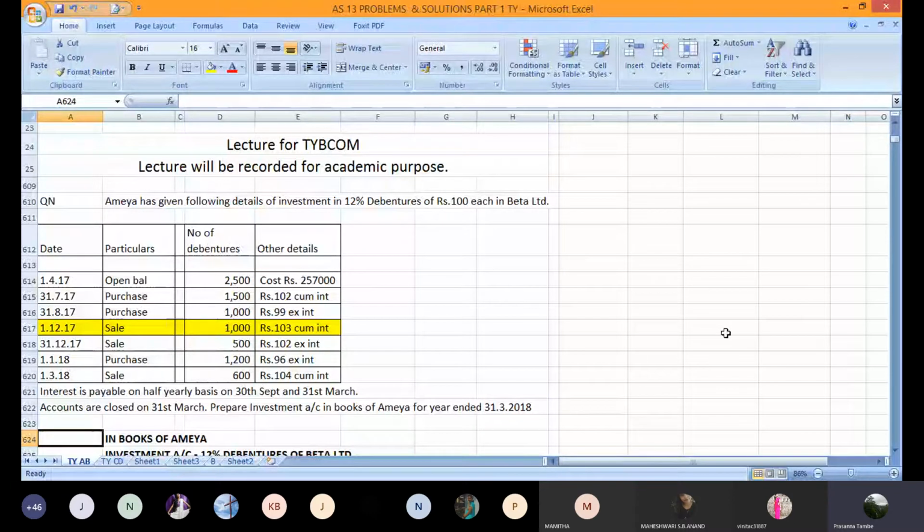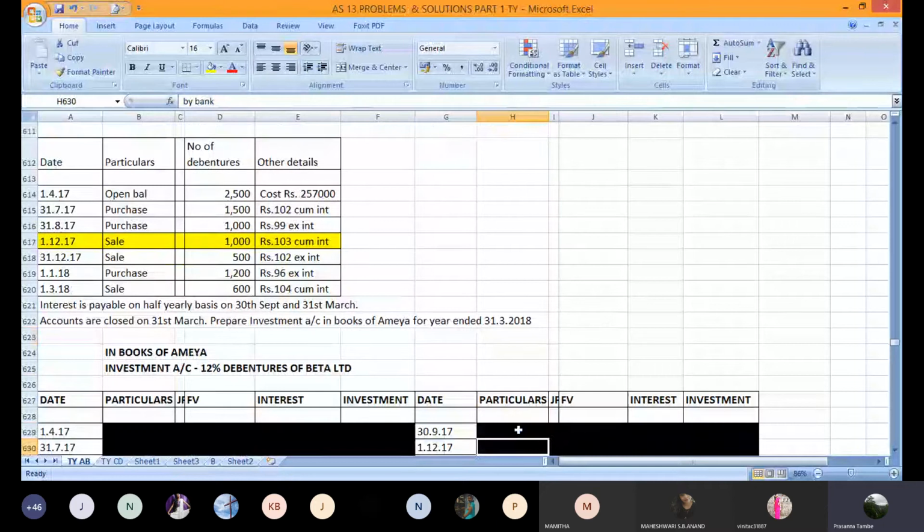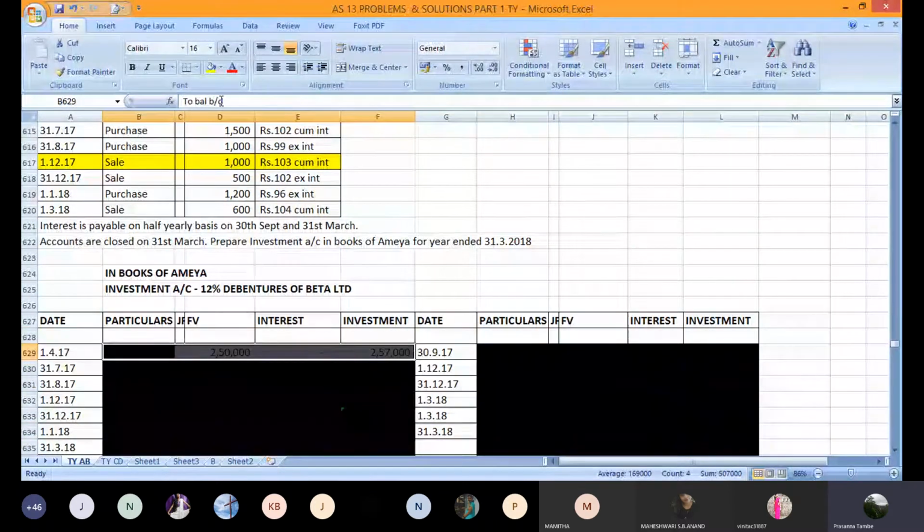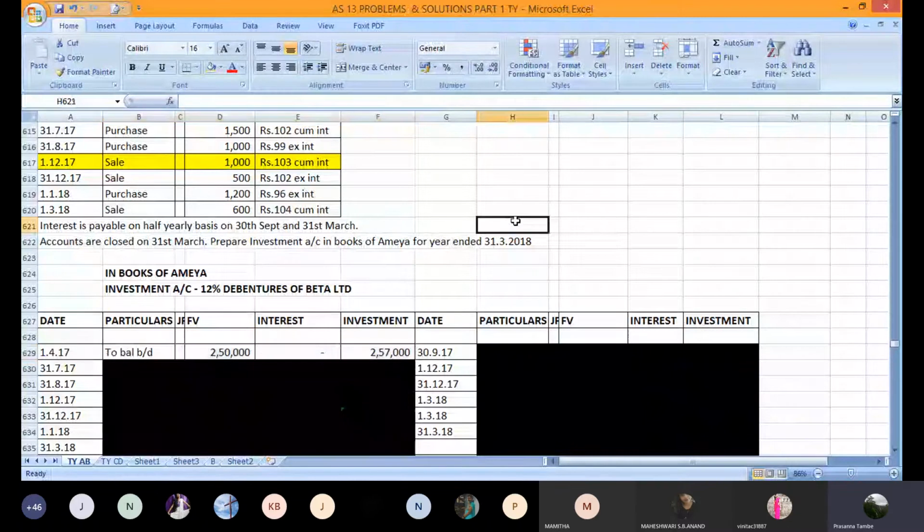Okay, so let's begin. The first thing is 1st April. Your opening balance number of debentures are 2,500 and the corresponding cost is given as 2,57,000. So let's post the transaction here. Opening balance 2,50,000. These are 2,500 debentures into 100 per debenture, and the investment cost is given as 2,57,000. So let's post the opening balance. All of you post the opening balance, then we'll take up the next transaction.